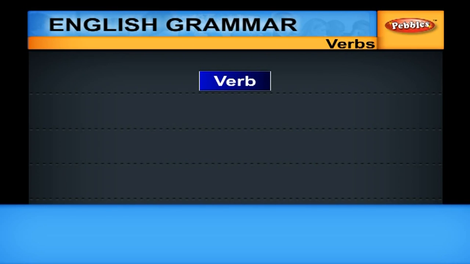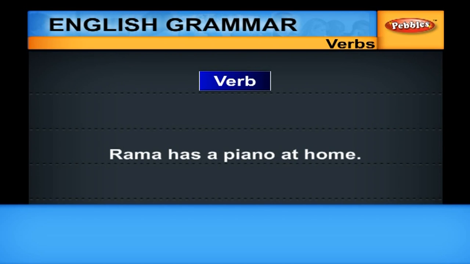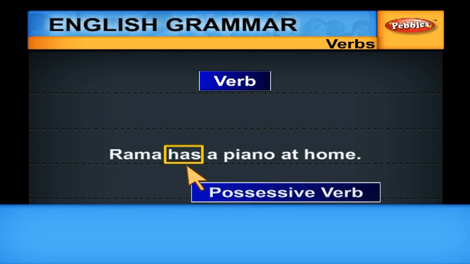Look at this example. Rama has a piano at home. Here, the verb is has. What does the verb has do here? It doesn't denote an action. It doesn't denote a state of being. It tells us a possession. What is possessed by Rama? Rama possesses a piano. So here, you find the verb is functioning the role of indicating a possession. This is possessive verb.